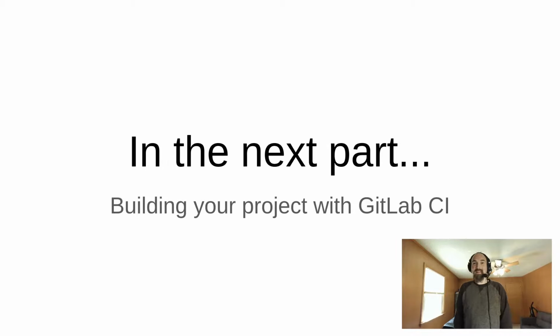In the next part, we're going to be getting to some really exciting stuff. We're going to cover building your project with GitLab CI. And by building, I mean creating game builds. So we can set it up so that every time you push a commit to GitLab.com, that GitLab CI will automatically export your game for Windows, Linux, macOS, HTML5, whatever, and then push that somewhere so that your testers can download it, or you can push it to itch.io or to Steam or whatever.